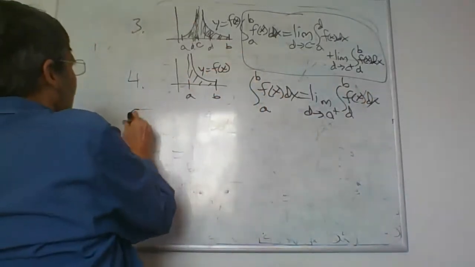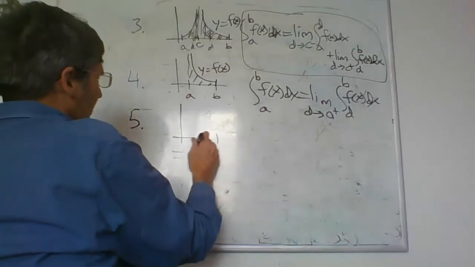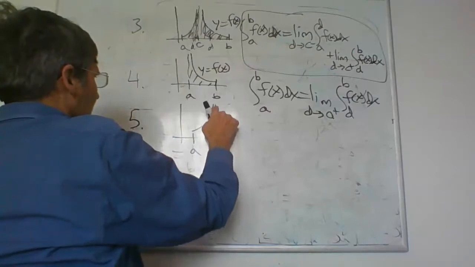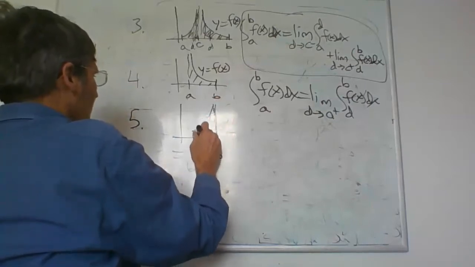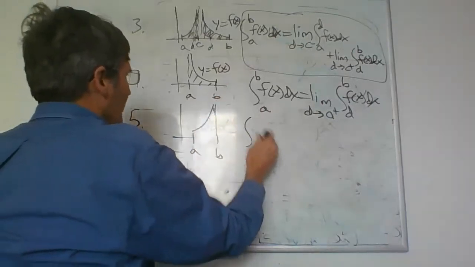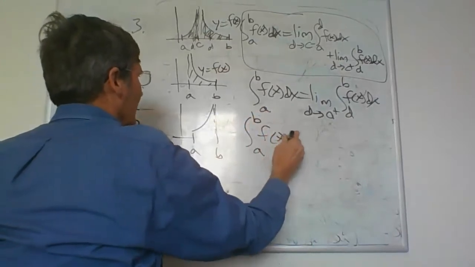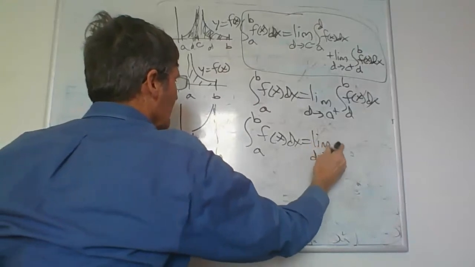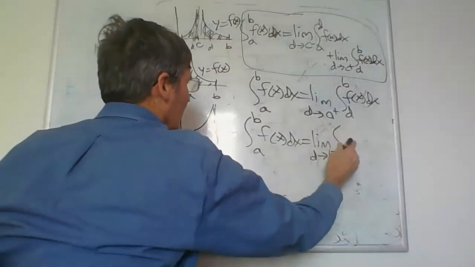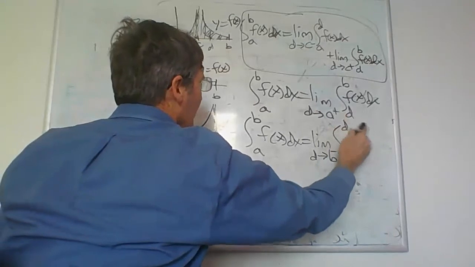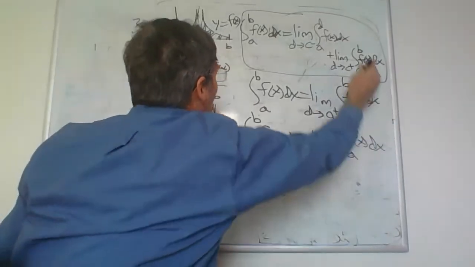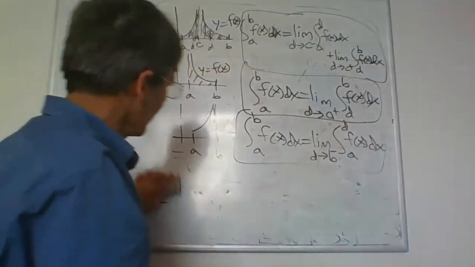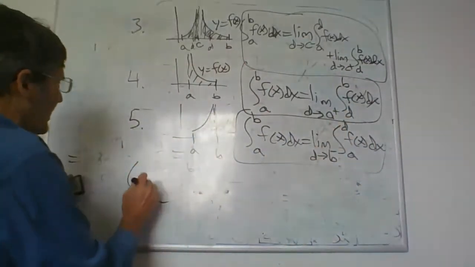Or we can take, if the infinity is on the right end and there's no other problems, something like this. There's another asymptote. We can say that this integral from A to B, f of x dx, is the limit as d approaches b from the left of the integral from A to d of f of x dx. That's those. And then finally, one case we didn't consider before, suppose it goes from minus infinity to infinity.